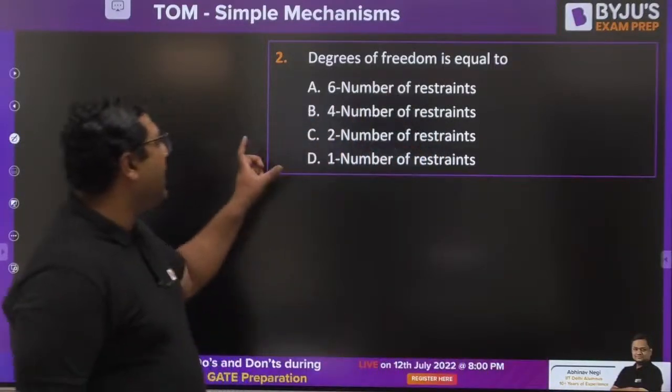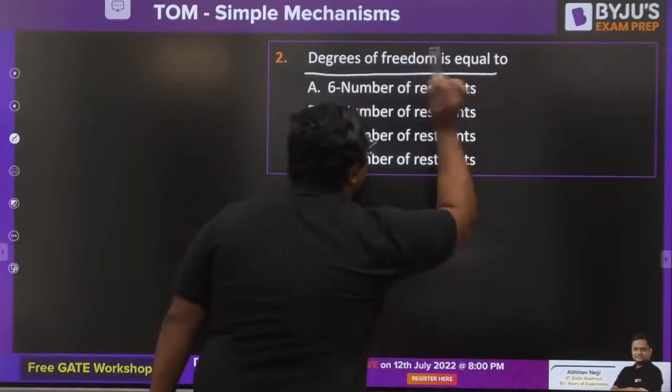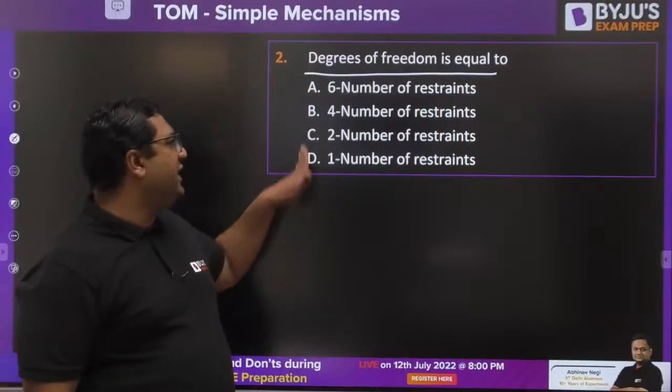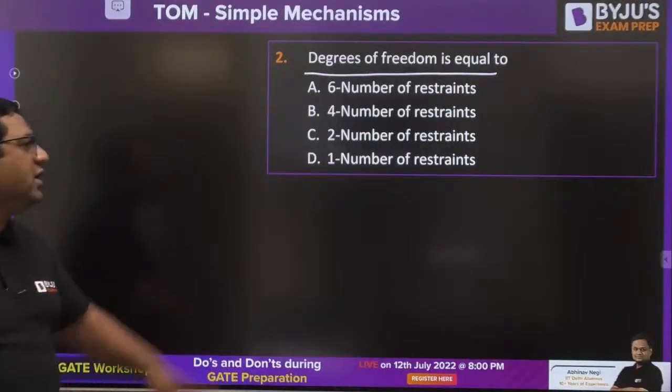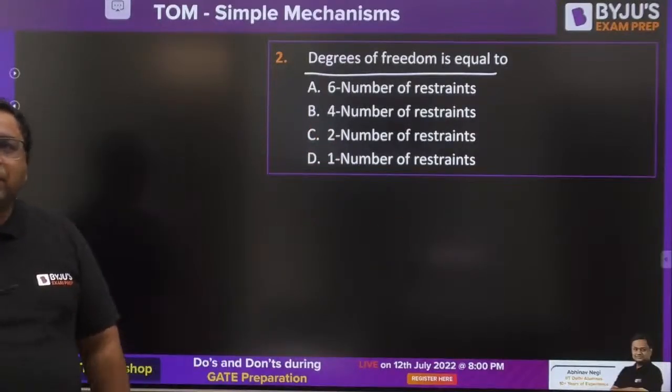What would be the answer for this? Degree of freedom is equal to 6 minus number of restraints, 4 minus number of restraints, 2 minus number of restraints, or 1 minus number of restraints?